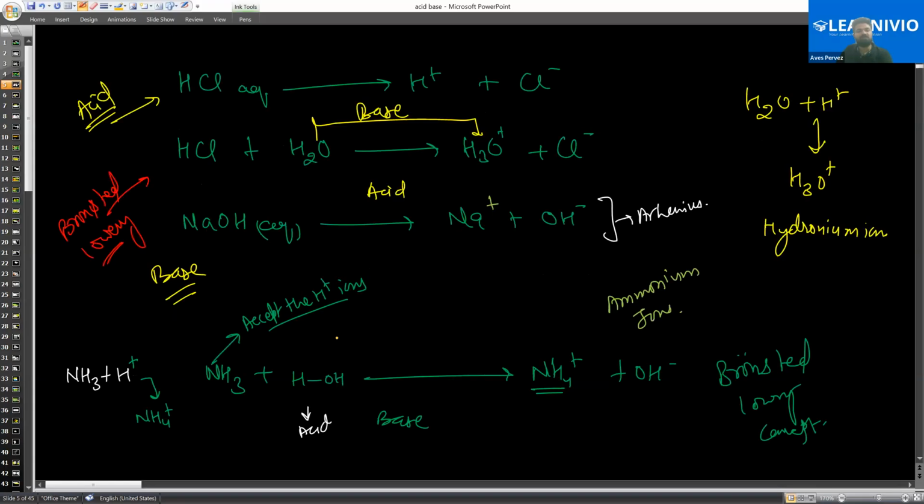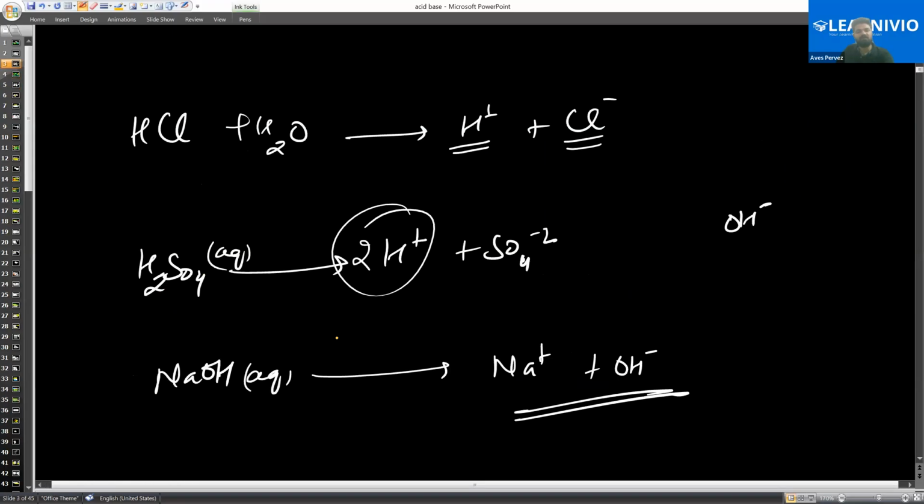First note this one. Just a minute. Have you noted this one? Note this one, that this is acid. This is dissociating the H plus ion. This is why it is acid. It is dissociating the OH negative ion. So it is base. So this is the Arrhenius concept.